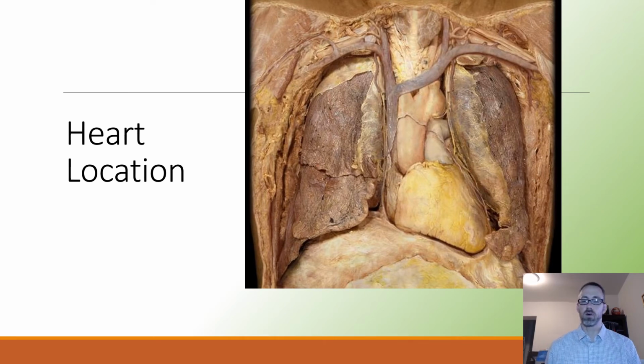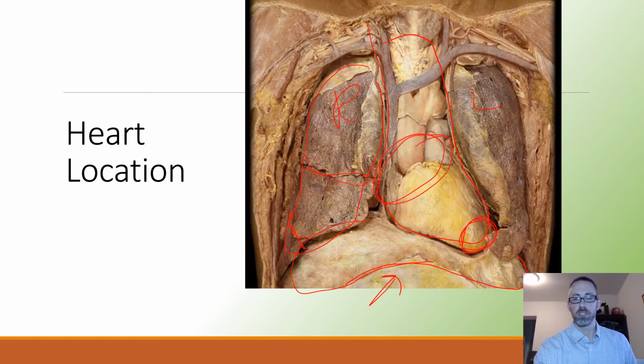Again, here's the heart location, and this is actually in a cadaver. You can see some of the muscle right here of the diaphragm. This would probably be the liver just underneath the diaphragm. You can see the right lung over here, and you can actually see some of the lobes of the lung there. So this is the right lung, this is the left lung. So in the mediastinum, which is this whole structure right here, we can see the heart. You see the apex of the heart down here. You see the base of the heart right here where all the major vessels are attached to it.